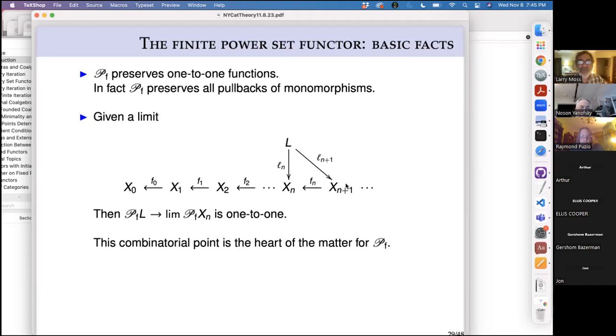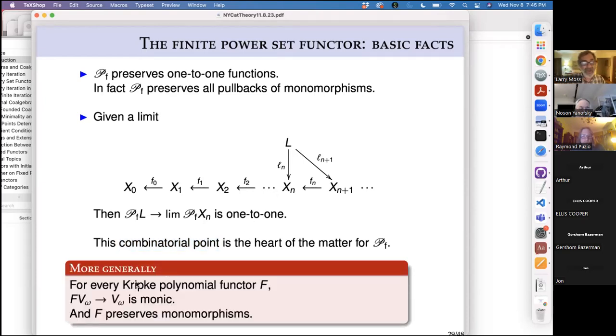If somebody gave me a limit like this, as in Barr's theorem, then I could hit power set on the whole thing, and I could also take the limit of that, and there would be a canonical map here, and it's going to be a one-to-one function. So this is actually combinatorial. What I mean by that is the proof of that is going to involve the infinite versus finite pigeonhole principle. That's at the heart of the matter here.